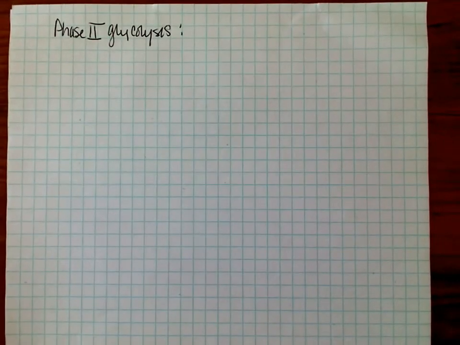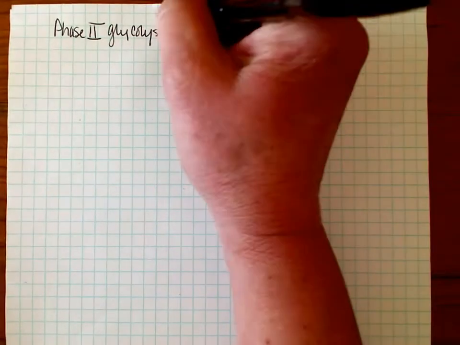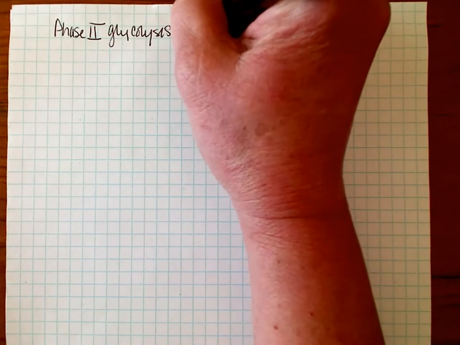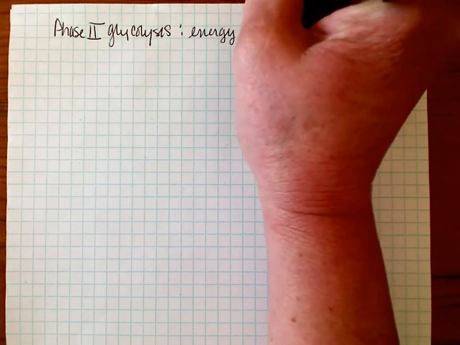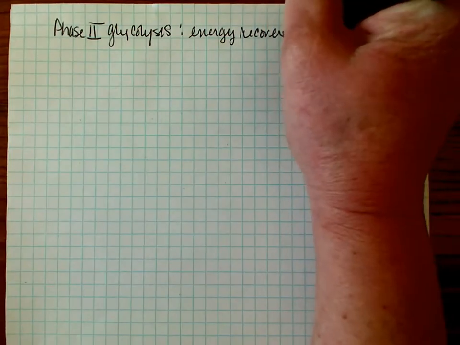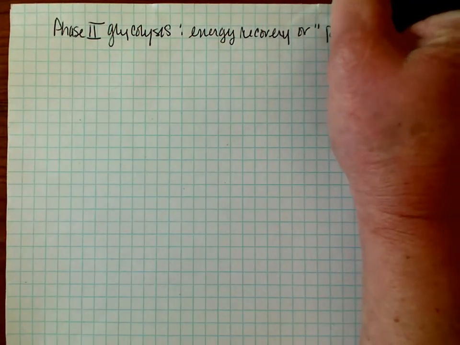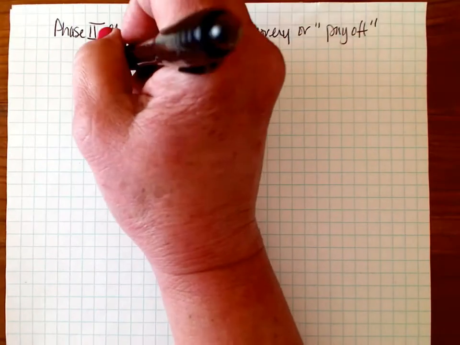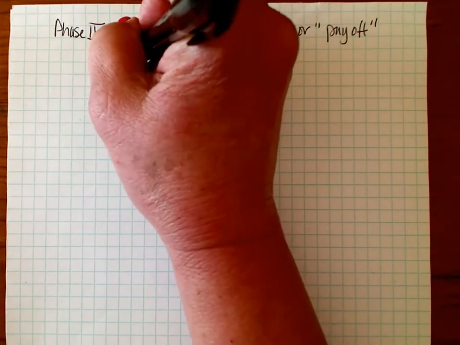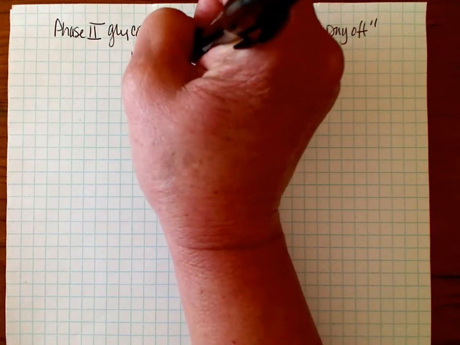Okay, now we're going to look at phase 2 of glycolysis. And this is the energy recovery, or the payoff, if you wish. This involves reactions 6 to 10.